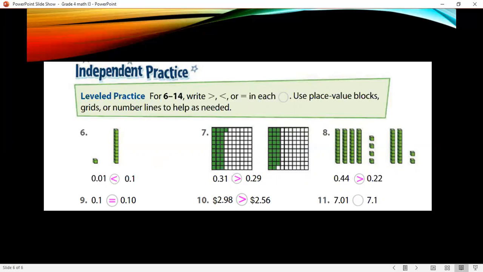At number 11, these numbers look similar. So the place value 7 and 7 in the ones place are the same. So we have to go to the next place value, which is after the decimal point. The number 0 is clearly smaller than the number 1, which means that 7.1 is greater than 7.01. So 7.01 is smaller than 7.1.